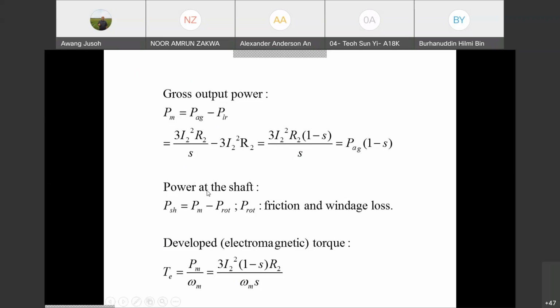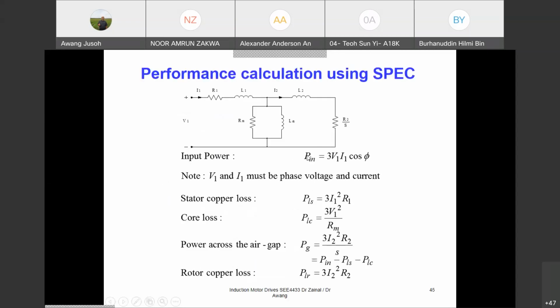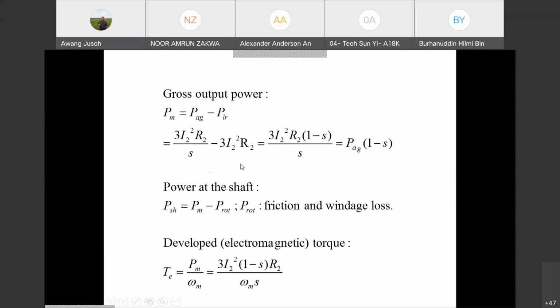P shaft is the net power. P shaft is PM minus P rotational. P mechanical, the gross mechanical power, minus the rotational power that you calculated just now. Based on the no load test, you can find P rotational. So if you know PM minus P rotational, you get the P shaft, the net power. So P shaft divided by P in gives you the efficiency of the machine. How efficient is it? Just P shaft divided by P in.